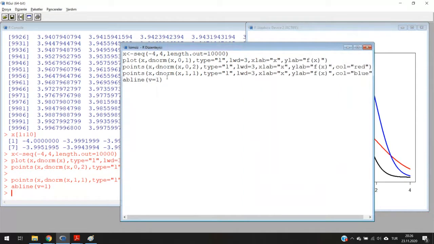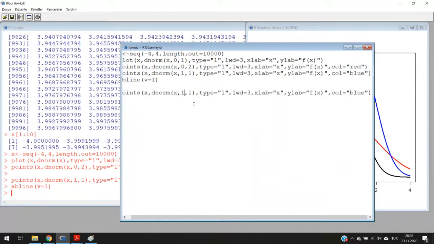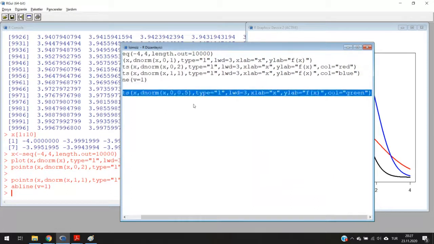In fact, let's just draw an additional plot here with the points function. So let's just say the location parameter will still be 0, but this time the scale parameter will be reduced to 0.5. And this time we are going to color it green.